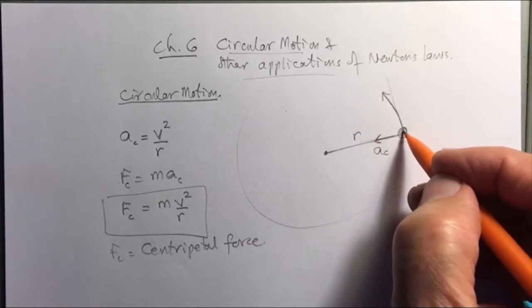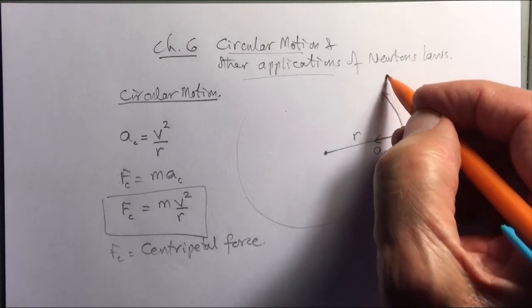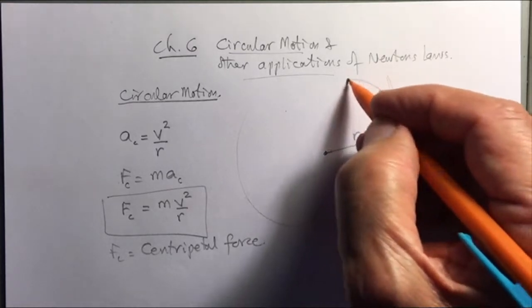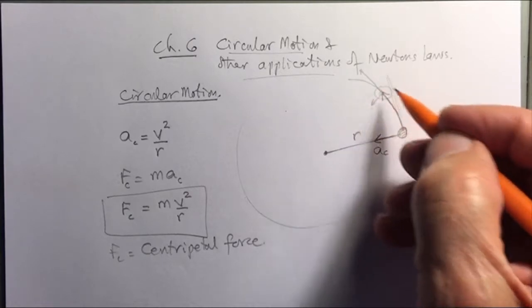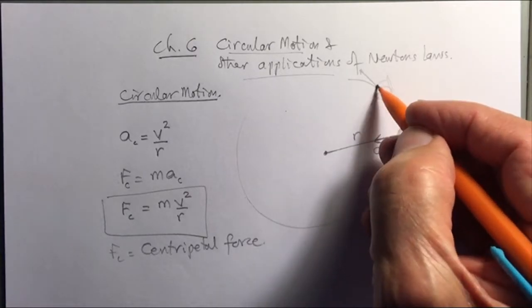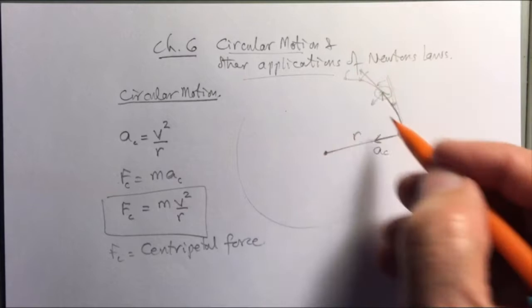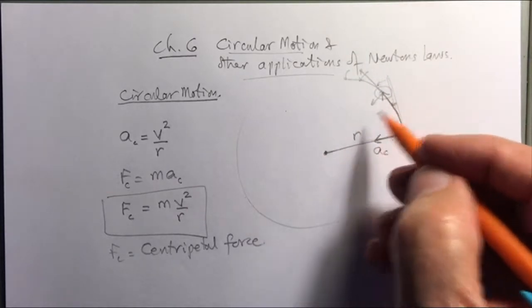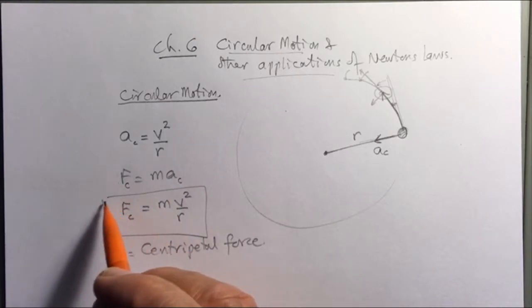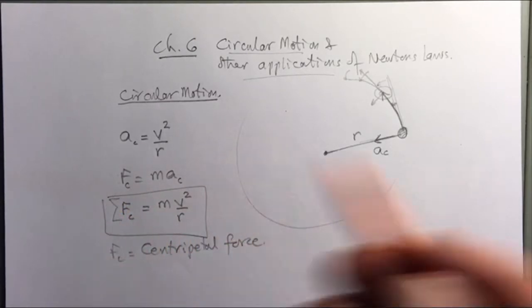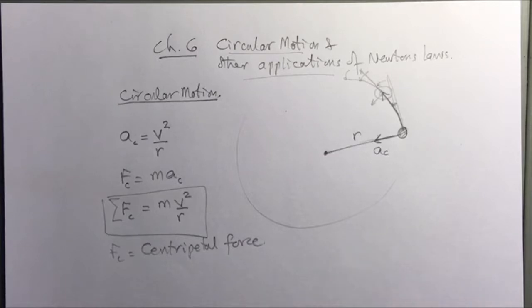If it did not pull it towards the center, it would have gone straight. So when it's over here, it would have gone straight, but the centripetal force pulls it inwards. So it's constantly pulling the object inwards, and that's the direction of the force, which is towards the center of the circle. So that's the centripetal force, and we may also add a summation in case there are more forces.